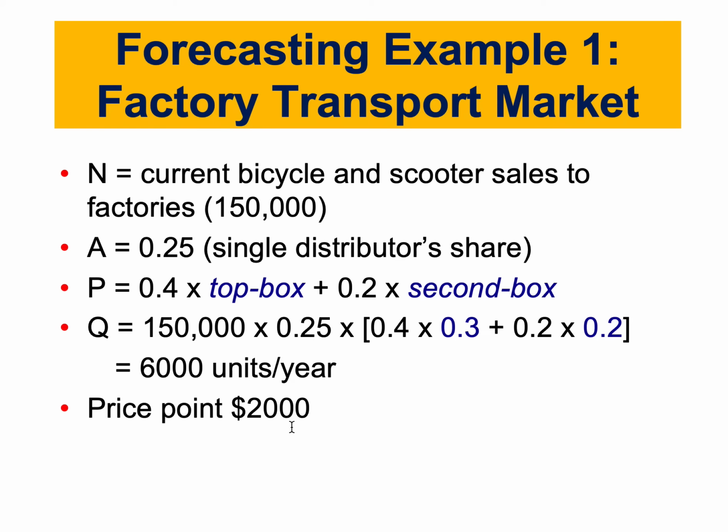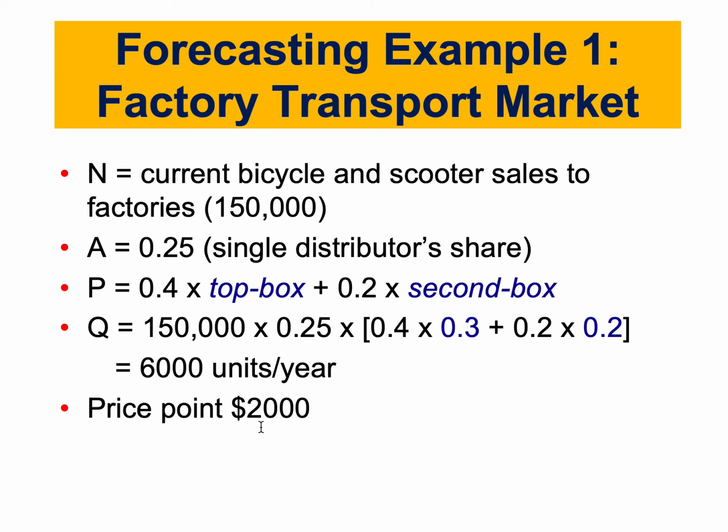Those are the values of the calibration constants, and then we need to find the percentage of customers who filled our surveys and said they will definitely buy our product, and the ones who said they will probably buy. Let's assume that of the people we surveyed, 30% said they will definitely buy our product, and 20% said they're probably going to buy our product in the next year. We put these values here, multiply the 150,000, which is N, by the 0.25, which is 25% of the sales coming from a single distributor, and then your P. After doing all the multiplication, we come up with 6,000 units per year. This is our forecast for sales.